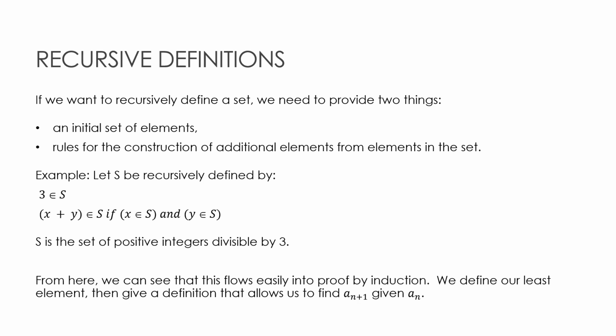So if we want to recursively define a set, just like when we recursively defined our function a few moments ago, we need to provide two things, which is the initial set of elements, which of course is the basis step, and then we need to have the recursive step, which says from where we started, where are we going? So it's kind of a roadmap. Here's where you start, here's where you're going.